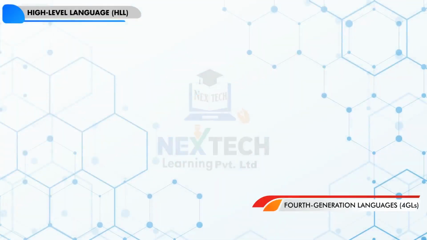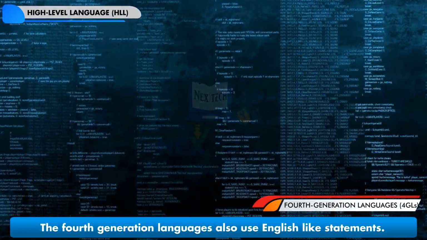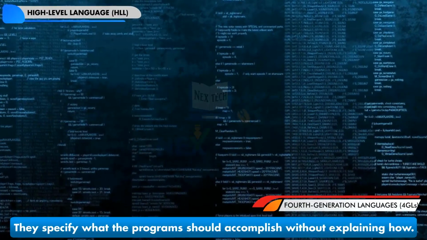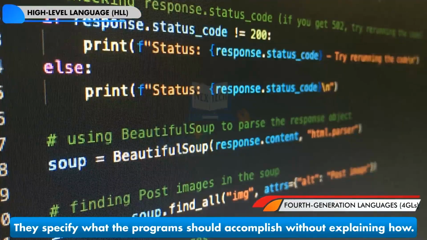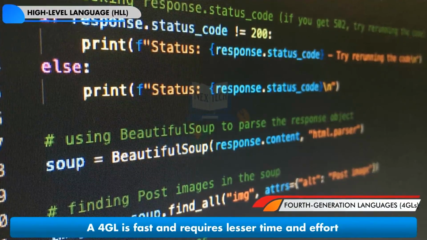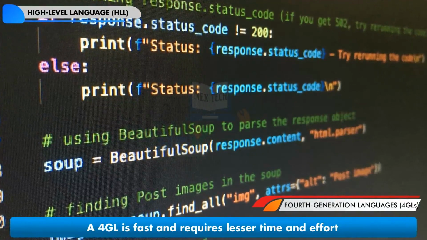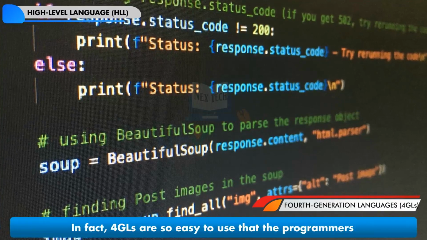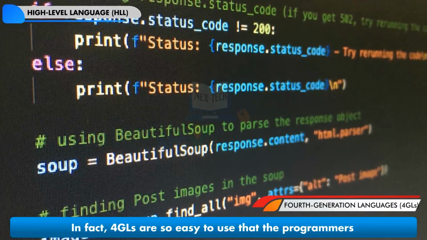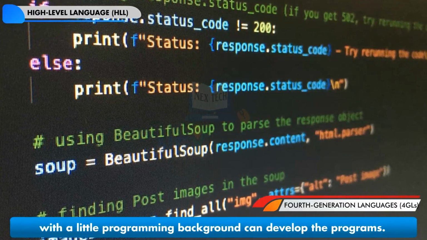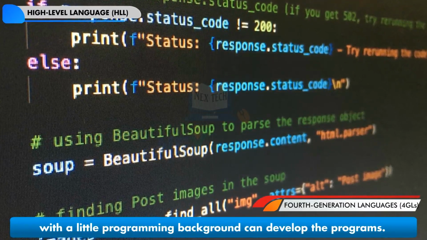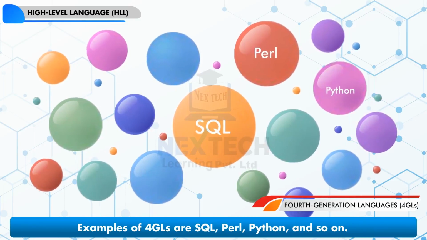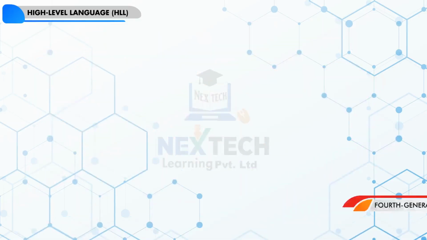Fourth-generation languages, 4GLs. The fourth-generation languages also use English-like statements. They specify what the programs should accomplish without explaining how. A 4GL is fast and requires less time and effort on the part of the programmer. In fact, 4GLs are so easy to use that programmers with a little programming background can develop the programs. Examples of 4GLs are SQL, Perl, Python, and so on.